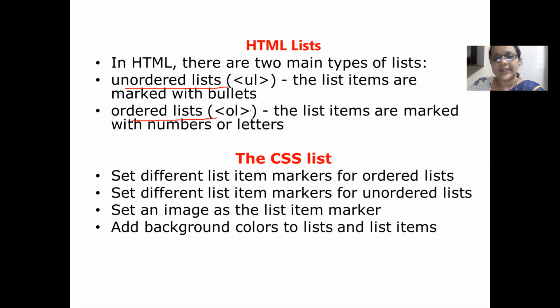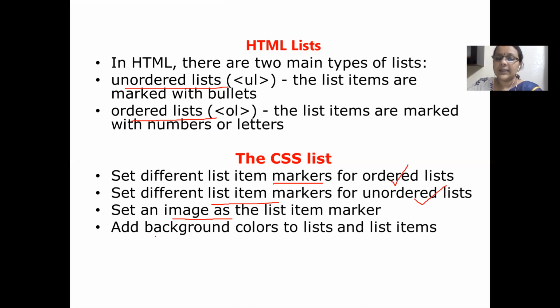These things are already there in the CSS list also. But what is extra in CSS list? It is called markers, the different list item markers. They are available in the case of ordered lists and also in unordered lists. Another thing is that we can set an image as the bullet or marker. That is an extra thing in the CSS list.